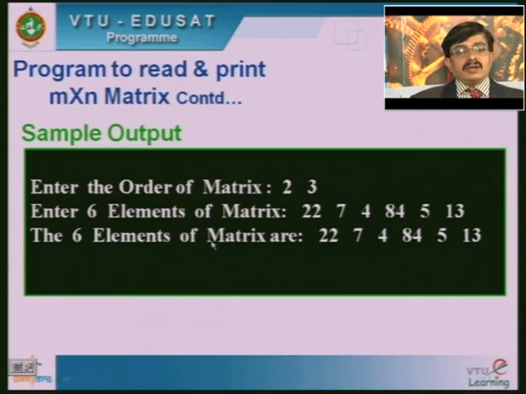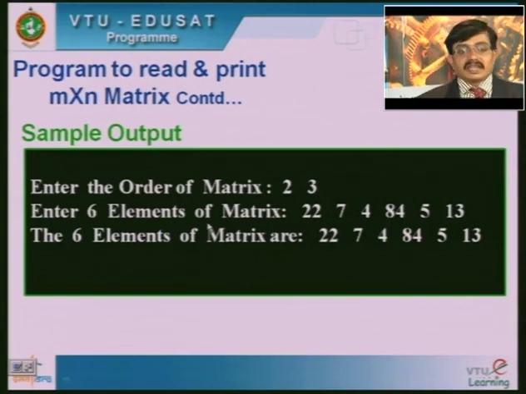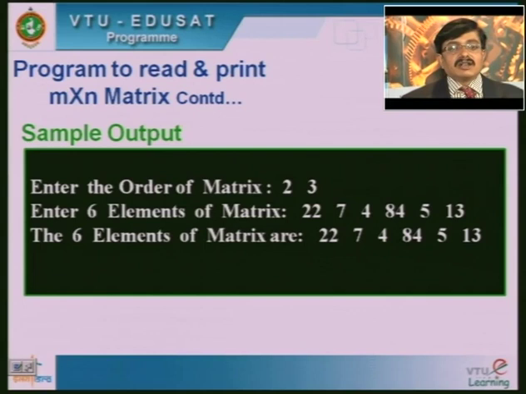Now, in order to display the matrix elements back on the screen, I am using the printf statement. The 6 elements of the matrix are 22, 7, 4, all the elements I am going to print there, because this particular printf statement corresponds to printing of the elements of the matrix. But how exactly does the matrix look like? With respect to this particular input, where I have 2 rows and 3 columns, in each row I have 3 elements 22, 7, 4, and in the second row I have 84, 5 and 13.